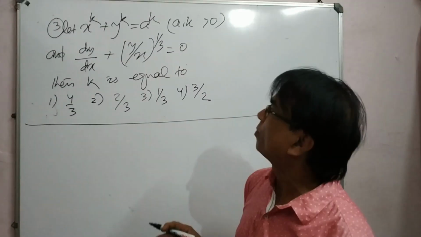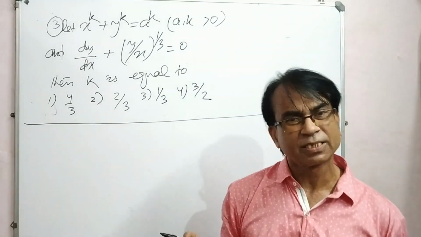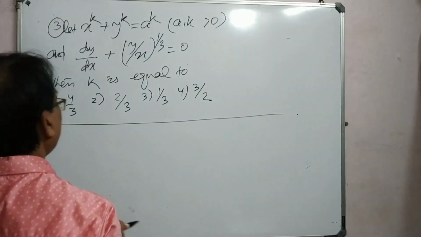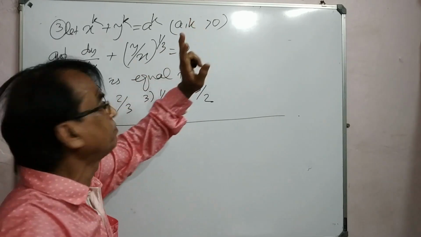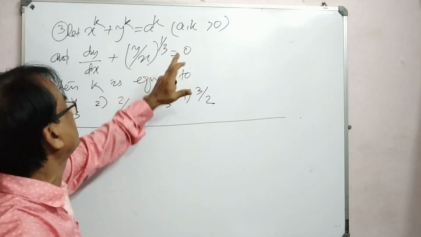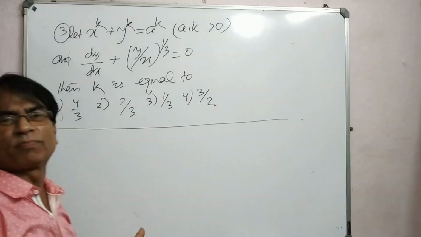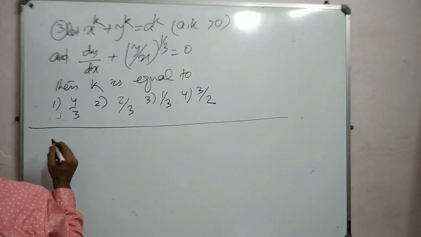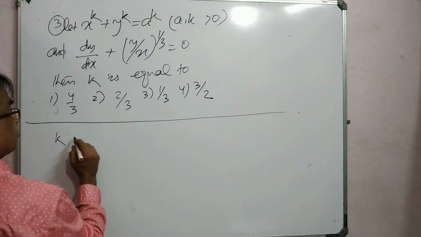Now we'll see another problem, a very simple problem. If we study the question, what is given here: let x to the power k plus y to the power k is equal to a to the power k, where a and k are positive, and dy by dx plus (y by x) to the power 1 by 3 is 0, then k is equal to. Obviously it is a direct question from NCERT, and we take the derivative. If you take the derivative of both these sides with respect to x, what are you getting?